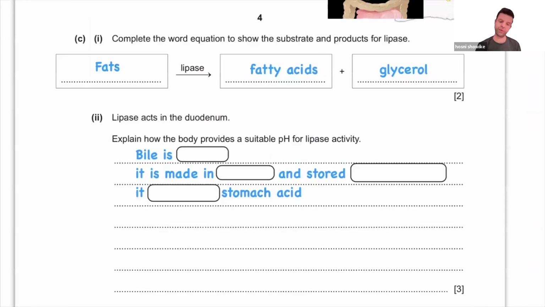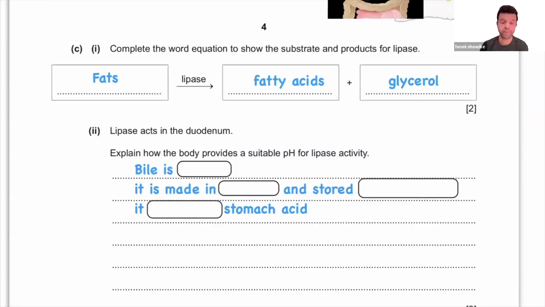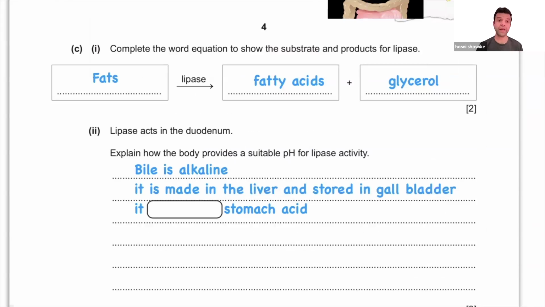So that's what I'm going to say here. I'm going to say bile is to neutralize stomach acid, right? It's alkaline. It's made in the liver, stored in the gallbladder, and it would be important to neutralize stomach acid because lipase would only work if the pH is nearly neutral, around neutral pH, okay? This means we're fully done now with the first question.